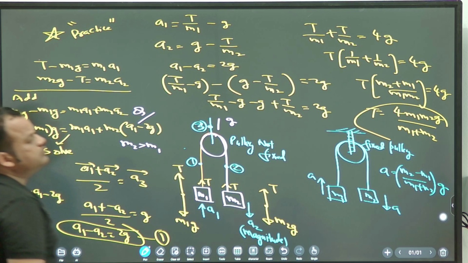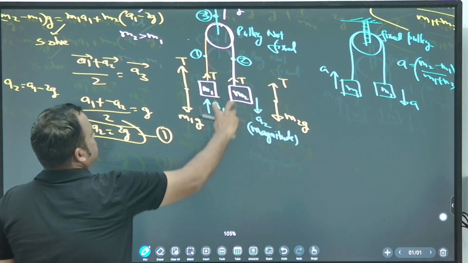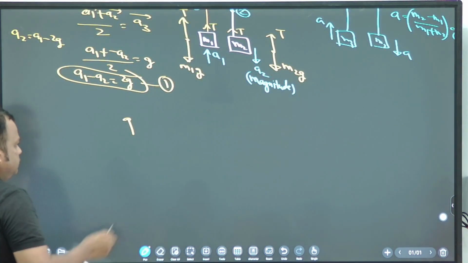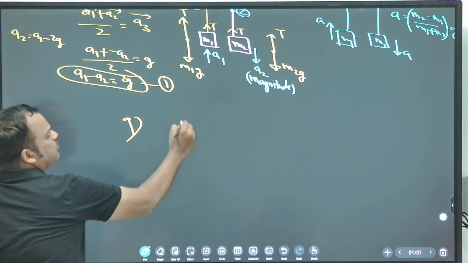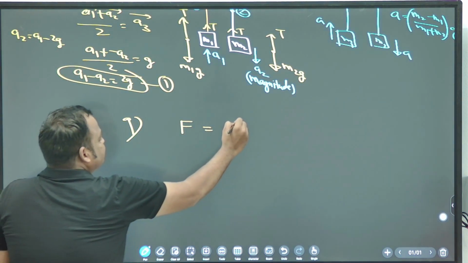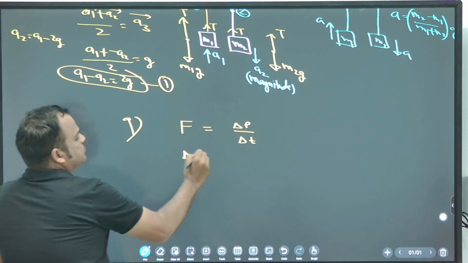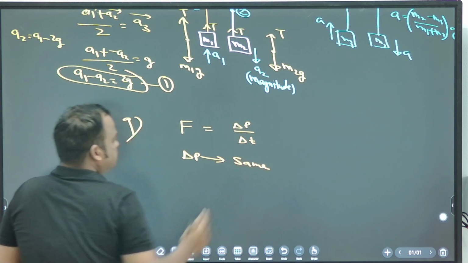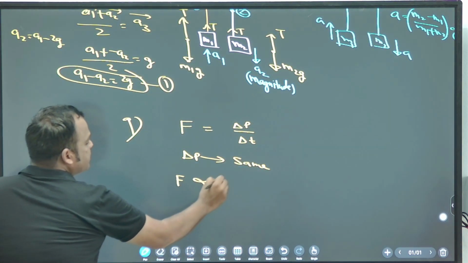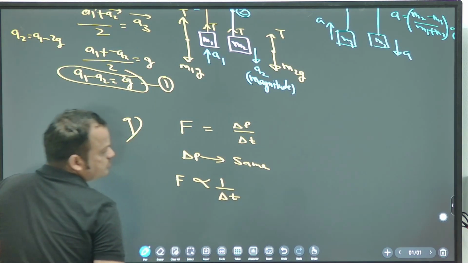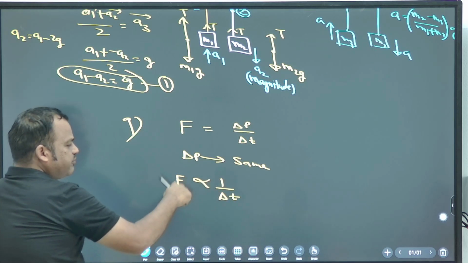Ninth question. Same change in momentum. What is the formula for force? Delta P by delta T. Now delta P is the same. So F is inversely proportional to delta T. If delta T is more, F is less.